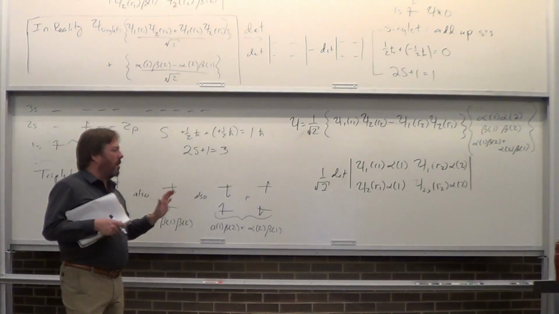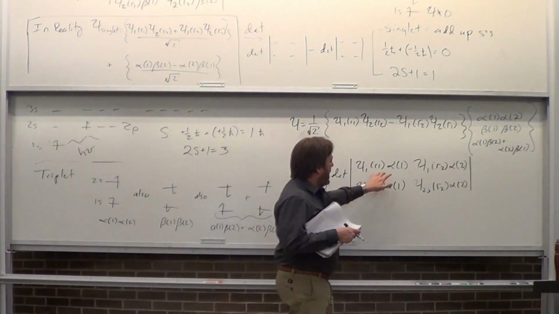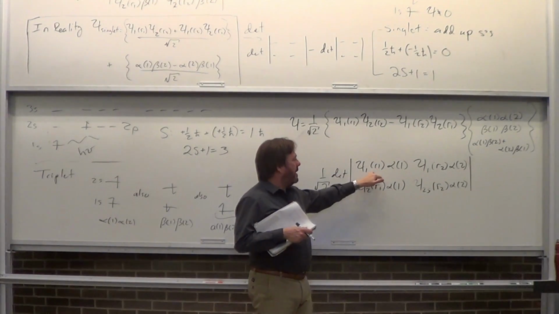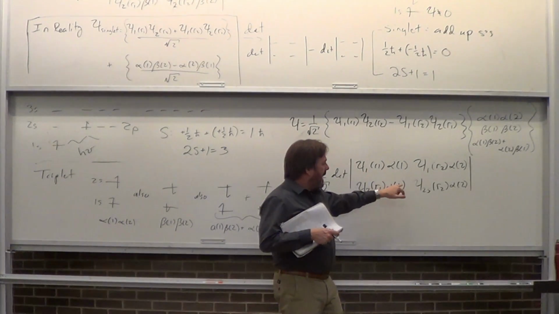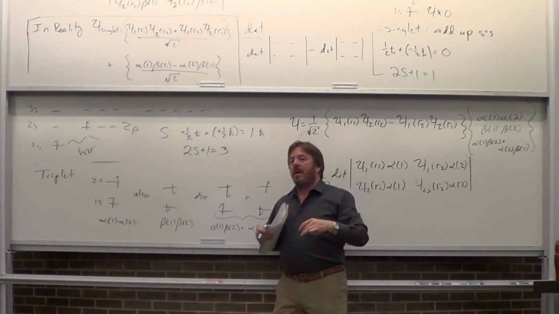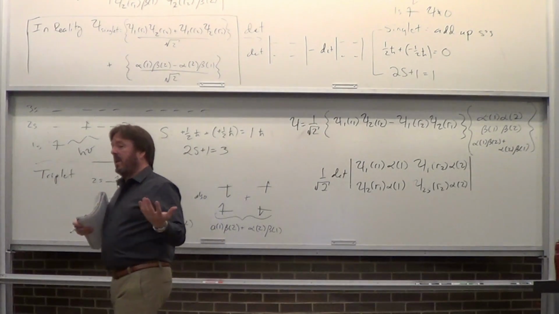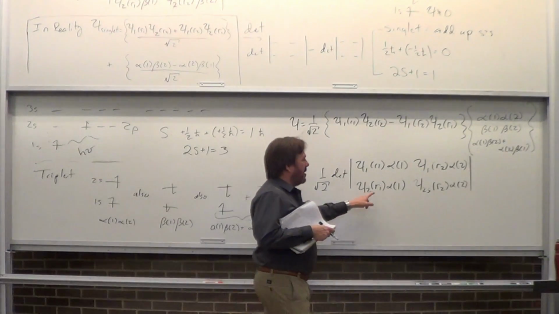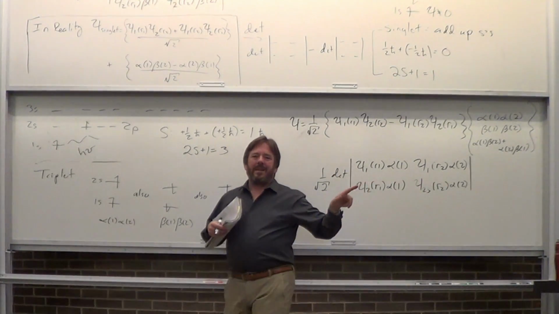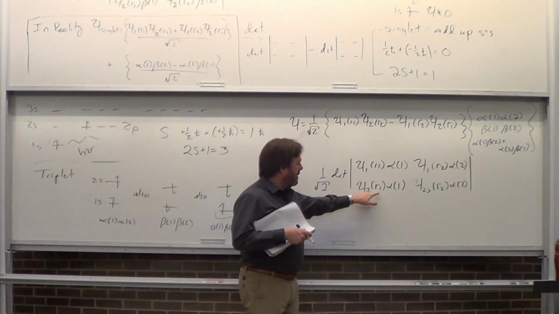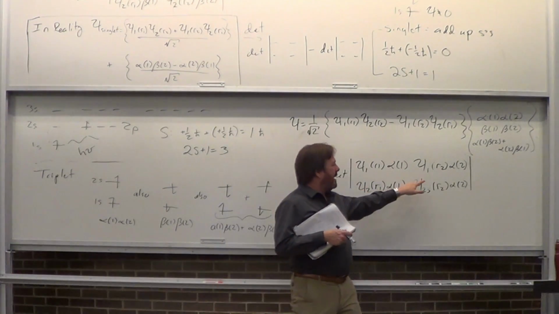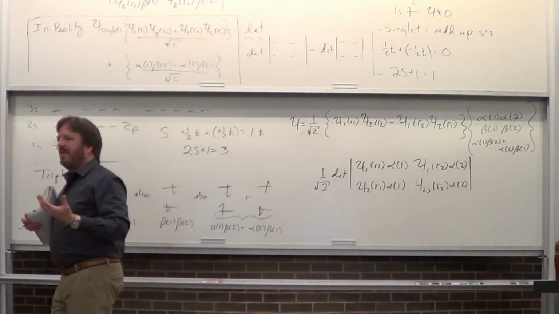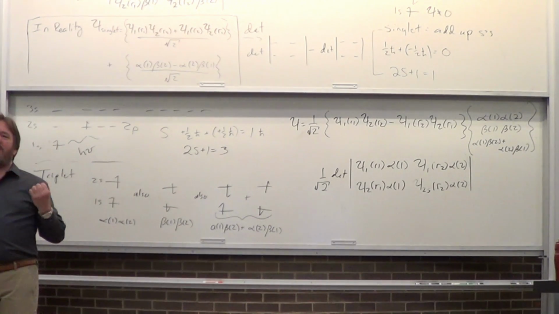Let me point out where this originates. When we look at this determinant, electron 1 is in the first orbital, and electron 2 is in the second orbital. That is totally sensible. These cross terms are weird. This has the first electron in the second orbital and the second electron in the first orbital. So they've exchanged positions. And why would that happen, right?